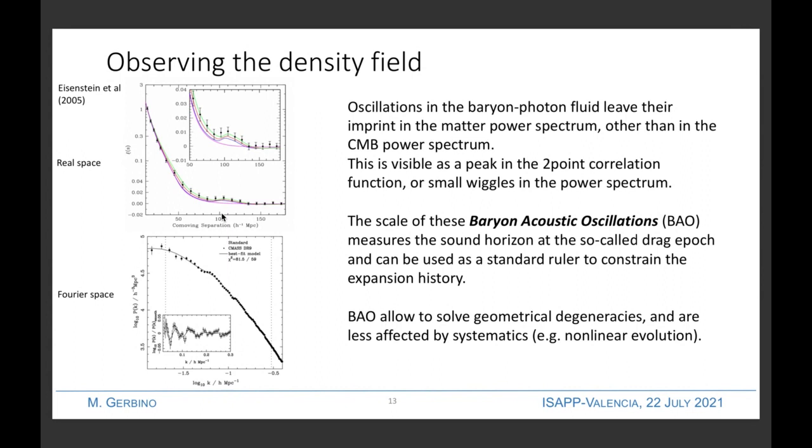And in fact, measuring the position of the baryon acoustic oscillations in the power spectrum is currently one of the best probes of the geometry of the universe that we can use to constrain, for example, the matter content in the universe at late times, or the combination of the matter content with the dark energy content.